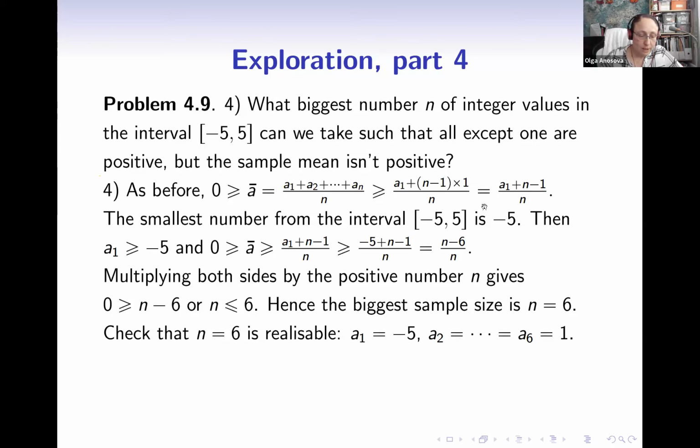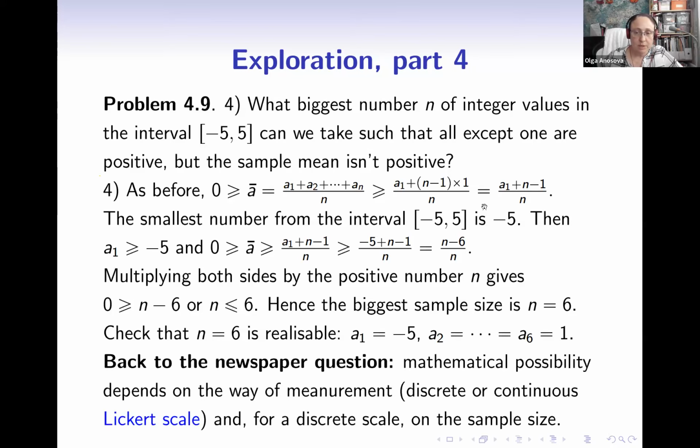Now we can go back to our initial newspaper question. And we can say that mathematical possibility depends very much on the way the measurements were done. Was it a discrete scale or was it a continuous scale? And such a scale for ranking, or for measuring, is known as the Likert scale.